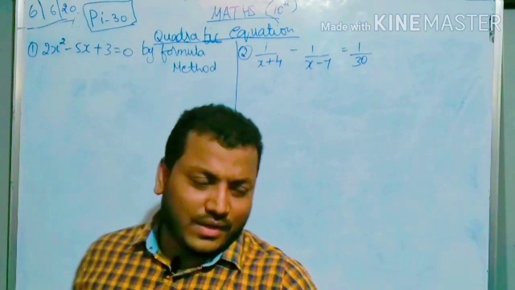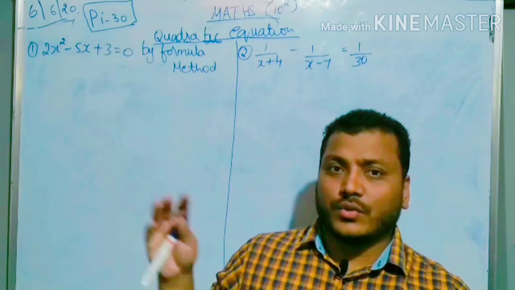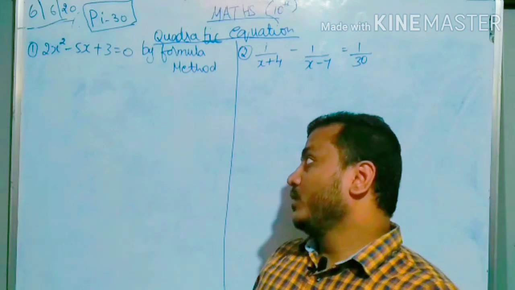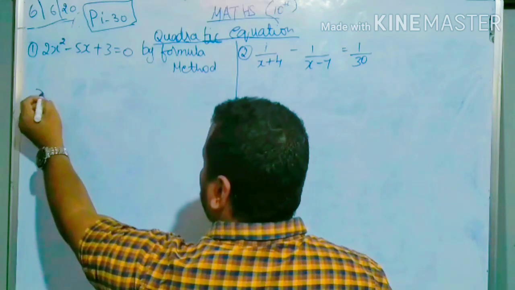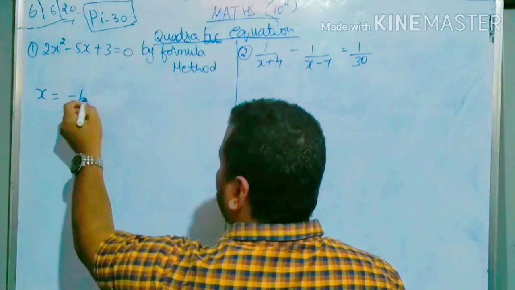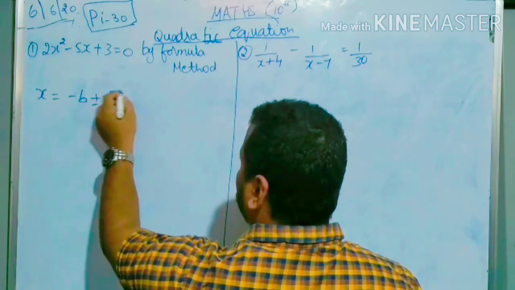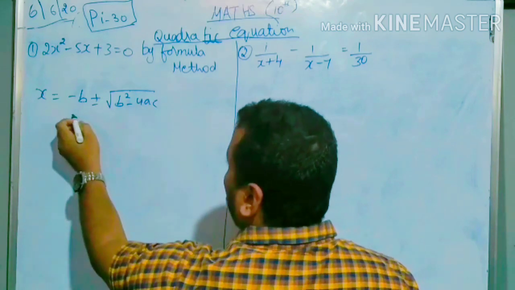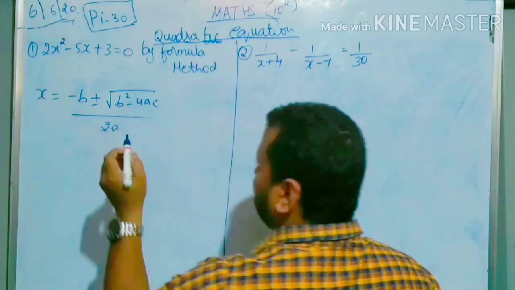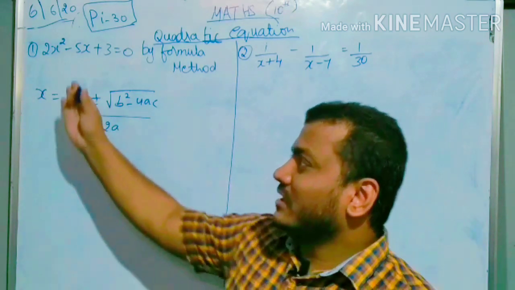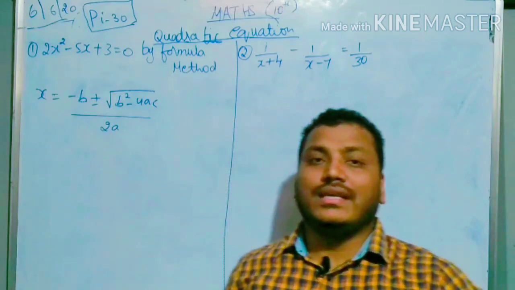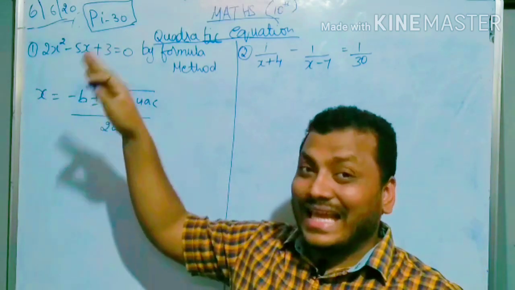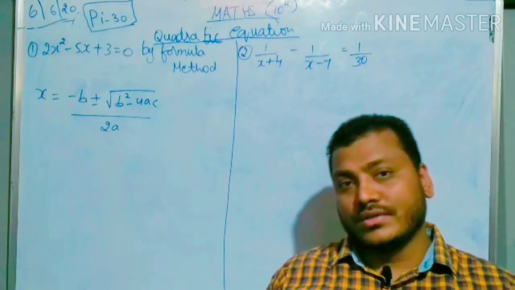It has only one formula, which is called the quadratic standard equation formula. Most of you know that one: x is equal to minus b plus or minus root under b square minus 4ac, whole divided by 2a. Now a is nothing but the coefficient of the square term, b is nothing but the coefficient of the x term, and c is called the constant.